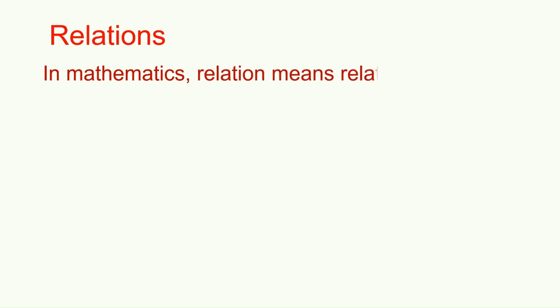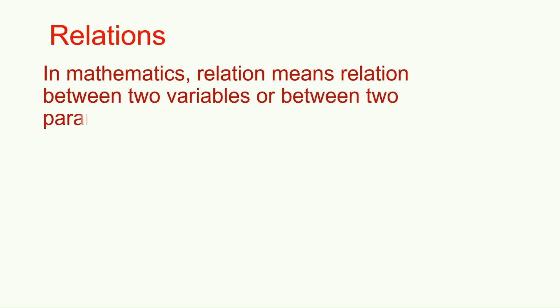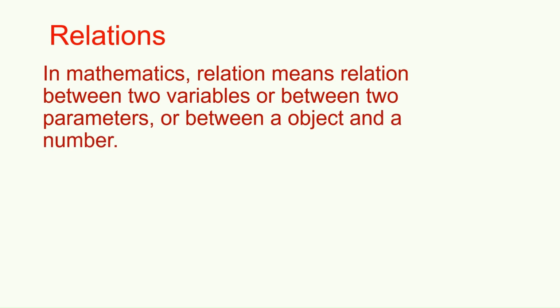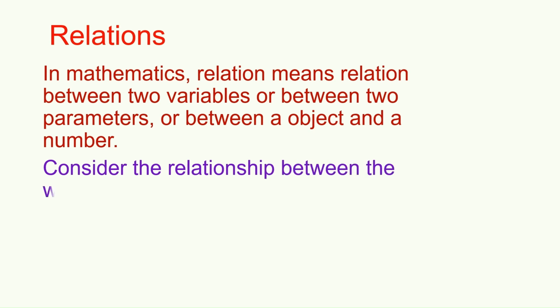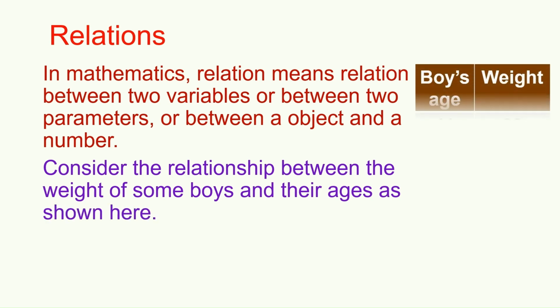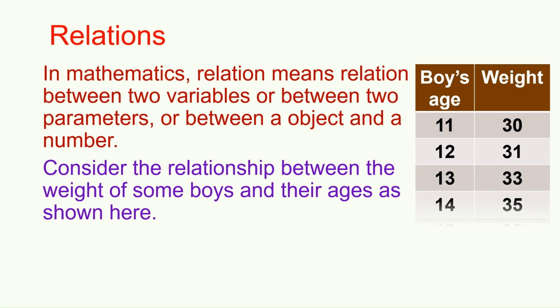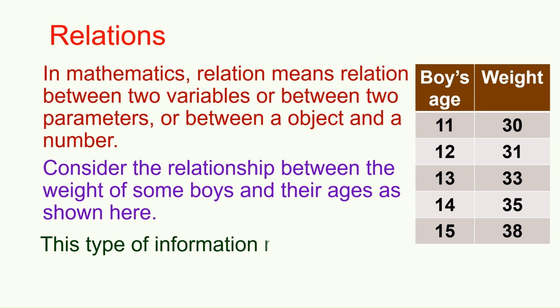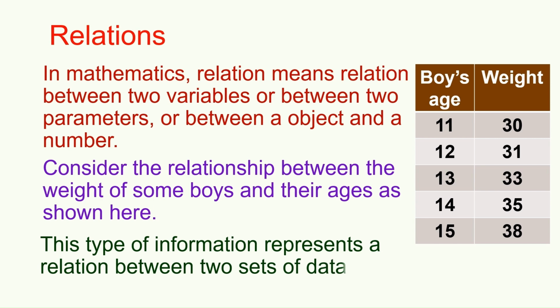Relations. In mathematics, a relation means a relation between two variables, or between two parameters, or between an object and a number. Consider the relationship between the weight of some boys and their ages as shown here. This type of information represents a relation between two sets of data.